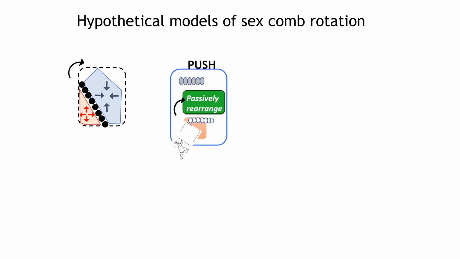One, that the cells underneath the comb, here, this guy is pushing this row of bristles. In this case, we don't know what is the process that is producing this pushing, if it's the increase in apical cell area, we don't know if there is cell division or other process. And what happens above the comb is just a passive rearrangement. It's a result of this push.